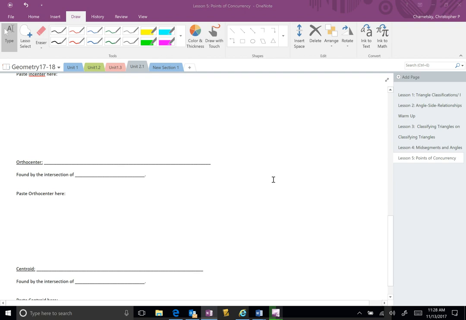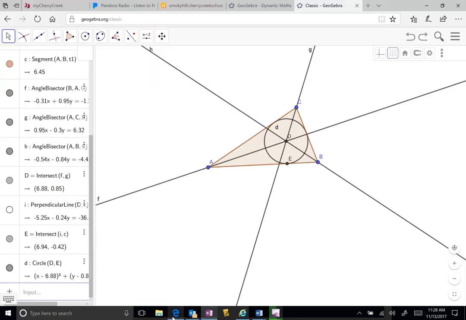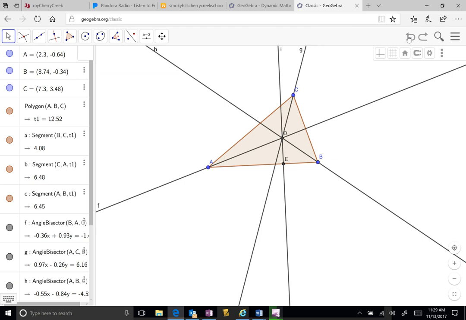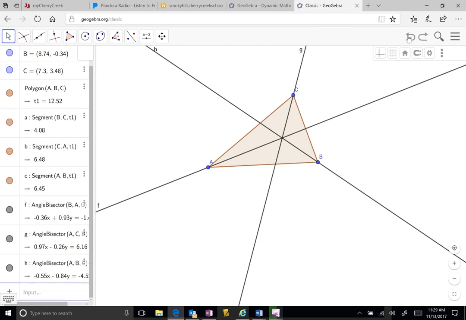All right, our next construction is the orthocenter. The orthocenter is found by the intersection of the three altitudes of our triangle. Okay, so let's go back to GeoGebra. I'm going to get rid of everything except for my triangle.